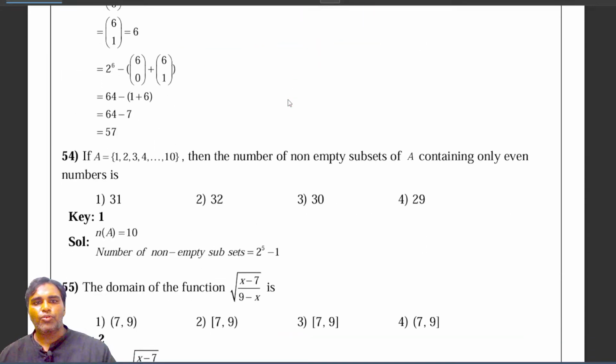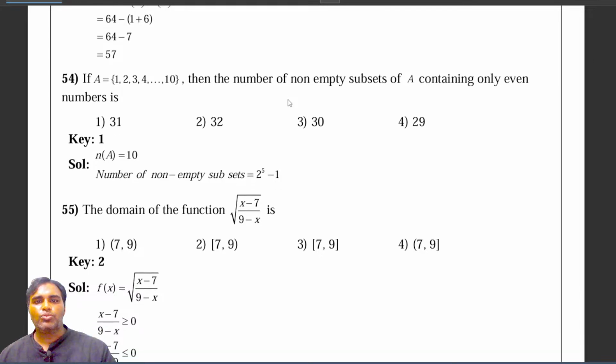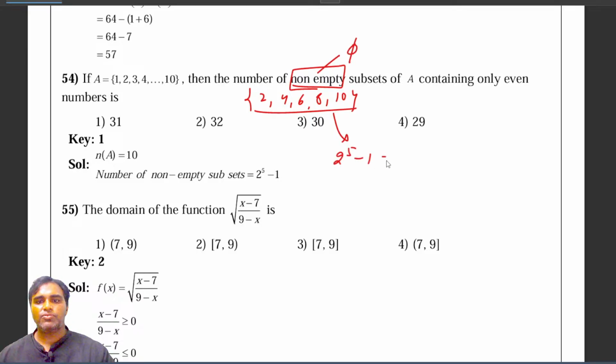Now 54, let's come. 1 to 10, number of non-empty subsets containing only even numbers. Only even numbers is how much? 2, 4, 6, 8, 10. So 5 numbers are there, I guess. Now they want non-empty subsets. Remember, the empty set is not considered. So 2 power 5 minus 1. The answer is how much? 31. 32 is also there, and many of you have marked 32 also. But don't make silly mistakes, okay? So 31 is the answer.